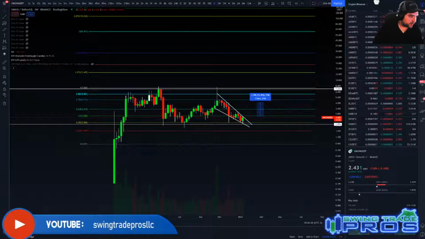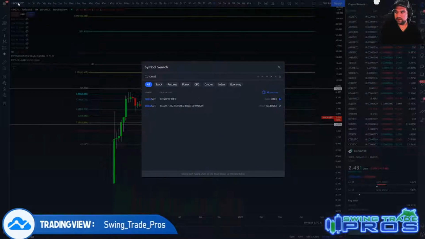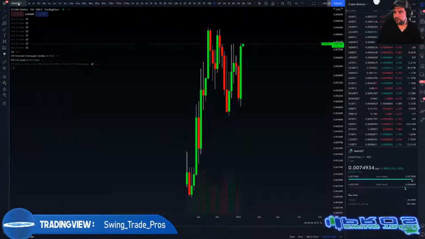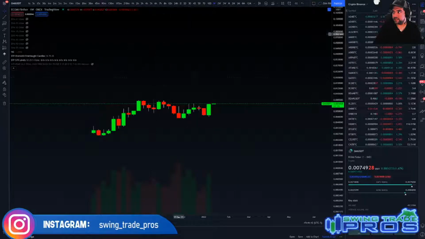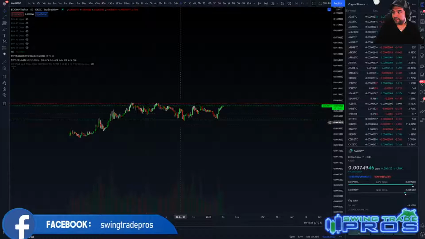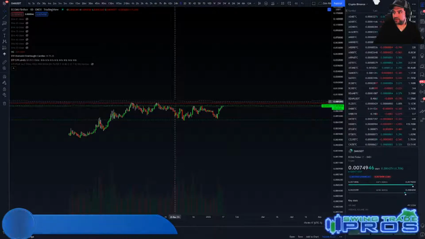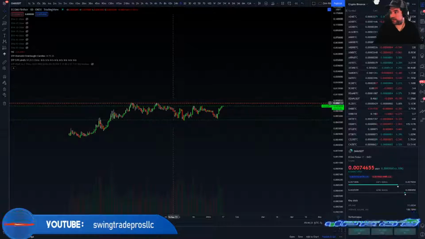And I check OMI or CRO. Yep, we'll check OMI. Looks nice on the weekly, right? But you are towards the top of the trading range here. It looks like you will maybe test the top, which is around that 0.008 area.